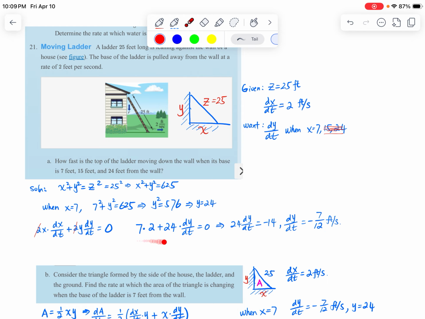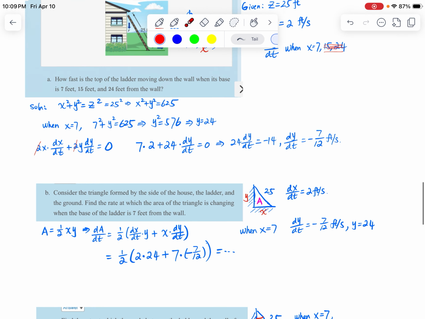So this is the solution for part A. Let's take a look at part B, okay? Part B.